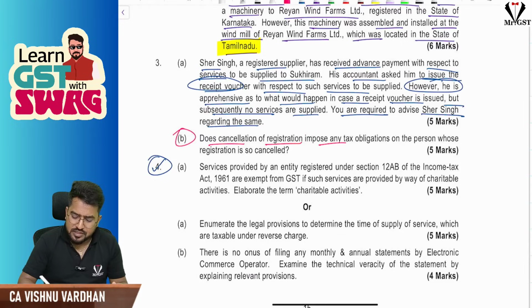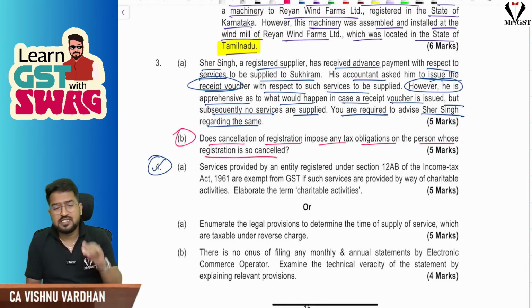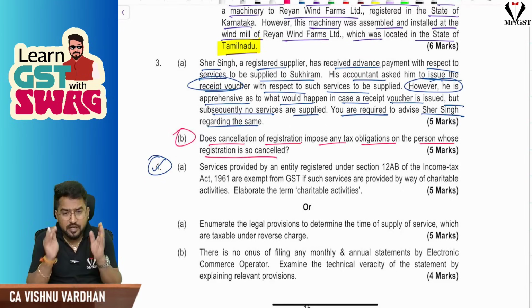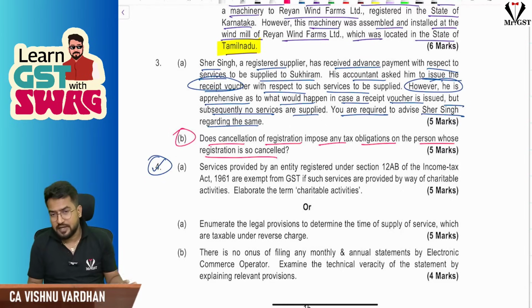Does cancellation of registration impose any tax obligations on the person whose registration is so cancelled? Please understand, when your registration is cancelled, if you remember, sir, your tax liabilities will not get affected. Whatever transactions you have done till the date of cancellation, whether the tax liability has been determined by the time of cancellation or not, your tax liabilities will remain intact. And not only that, for the inputs lying in stock, work in progress, finished goods and the capital goods, you are liable to reverse the ITC availed, or you have to pay it in cash.